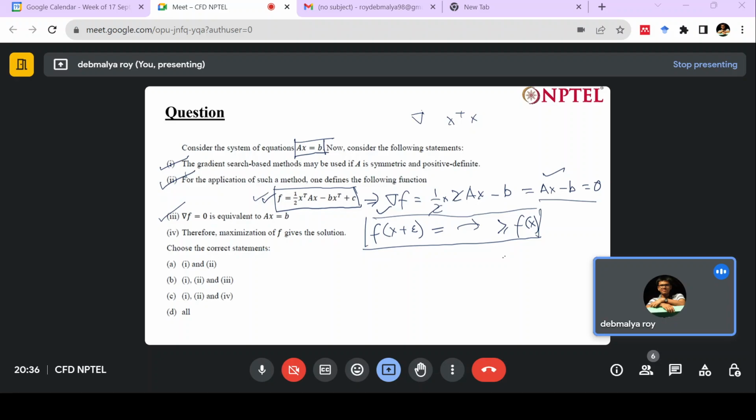in which, if A is positive definite, definitely symmetric and positive definite, these two conditions you will have to use, then f of x has to be a minima. Any f of x plus epsilon is greater than f of x. So this last statement is false in this case. So what are the correct answers? 1, 2, and 3. So here this will be minimum.